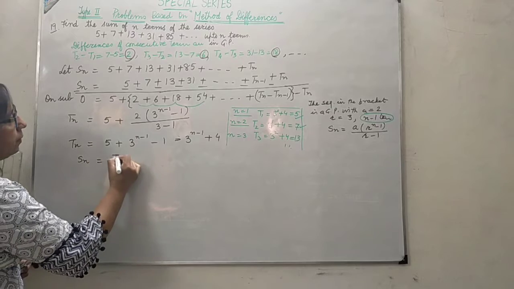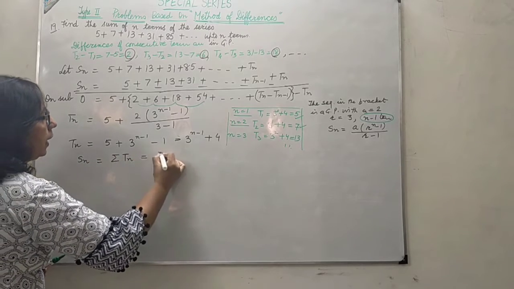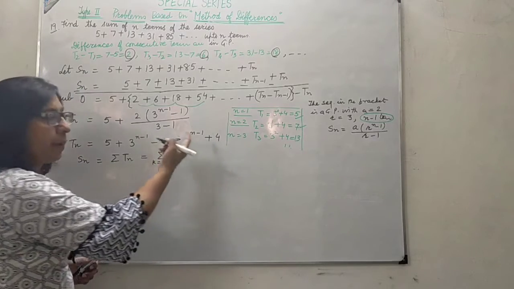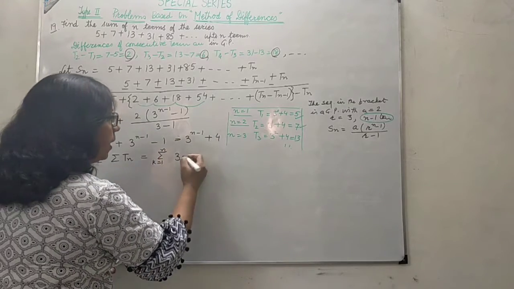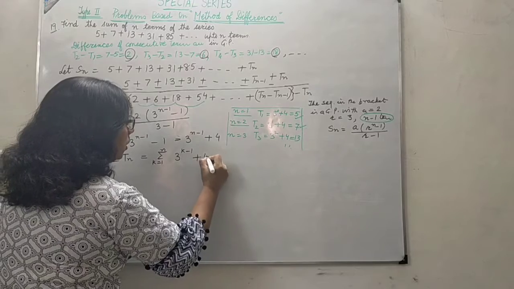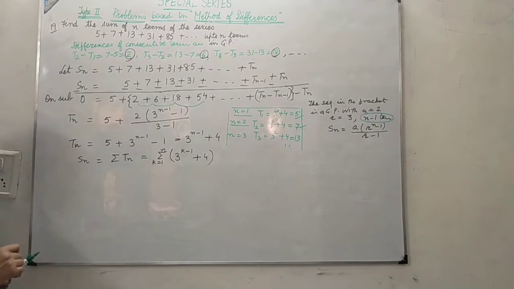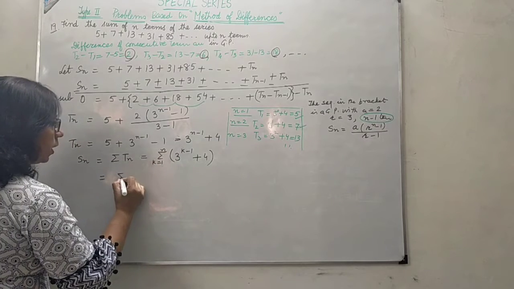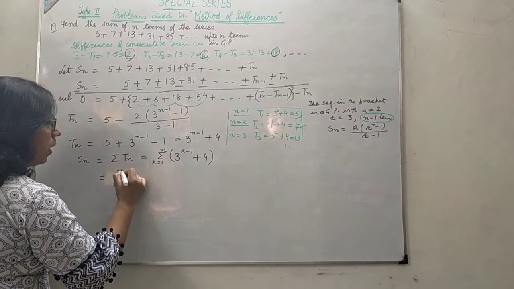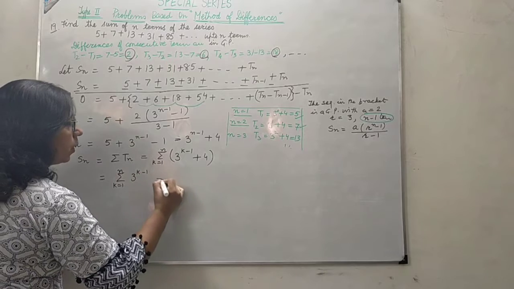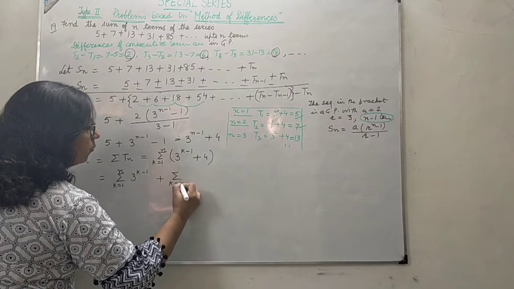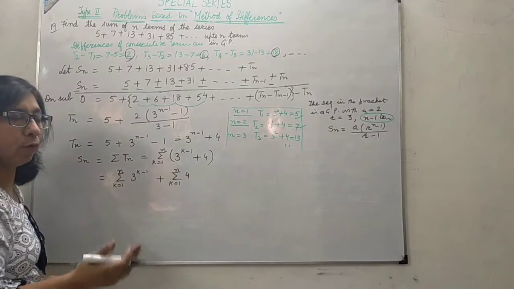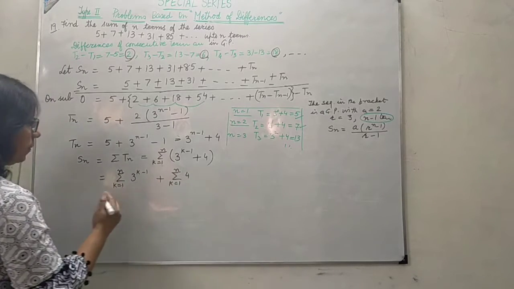Now Sn will become sigma Tn, or I will write sigma k running from 1 to n, 3 raised to power, by replacing n by k, I can write in general like this. It is for our convenience only. Now this means we have sigma over k equal to 1 to n, 3 raised to power k minus 1, plus sigma k running from 1 to n of 4. This is a constant 4, 4, 4. How many times? It will be added n times.